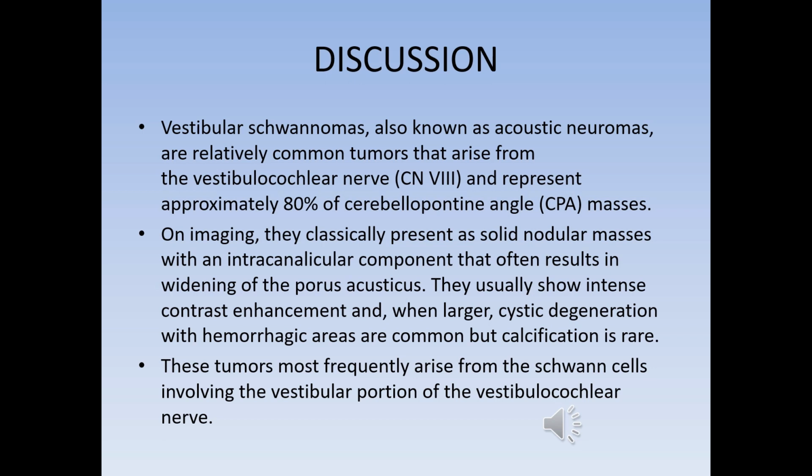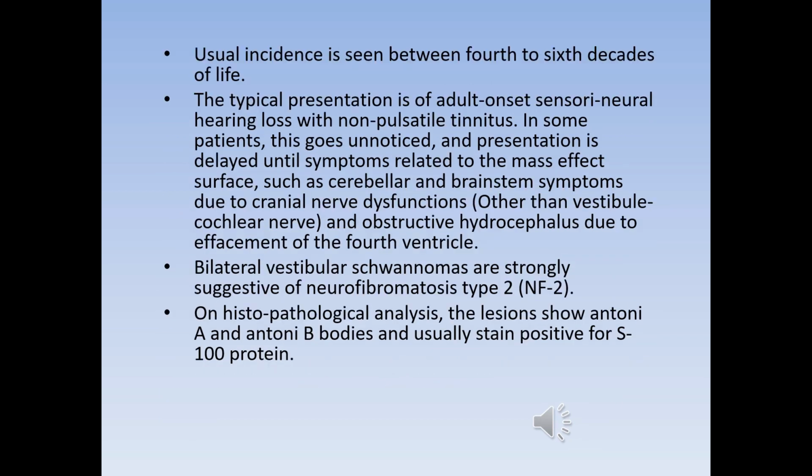widening of the porus acusticus. They usually show intense contrast enhancement, and when larger, cystic degeneration with hemorrhagic areas are common, but calcification is rare. This tumor most frequently arises from Schwann cells involving the vestibular portion of the vestibulocochlear nerve. Usual incidence is seen between the 4th and 6th decades of life.